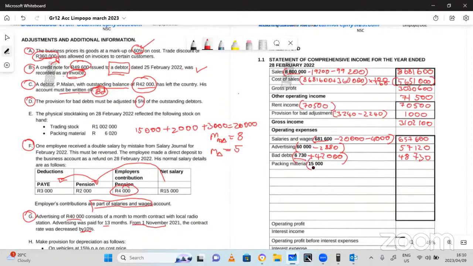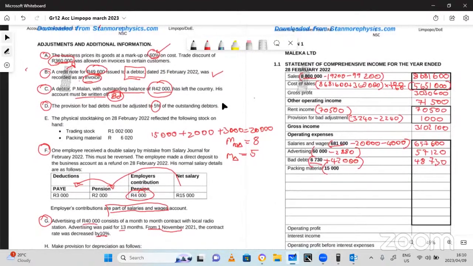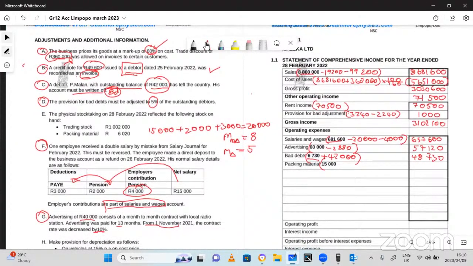Remember also the packing material, they have given us the packing material from the pre-adjustment, which is the purchased amount of the packing material. We are going to check, did we have any packing material on hand at the end of the current year? Yes, we did. Remember, you go to transaction E. I won't cycle the whole transaction E because we only use a portion of it at the moment. So I will only cycle the portion that we are going to use. So we are going to take that 6,020. We are going to subtract it because it's the packing material that has not been used.